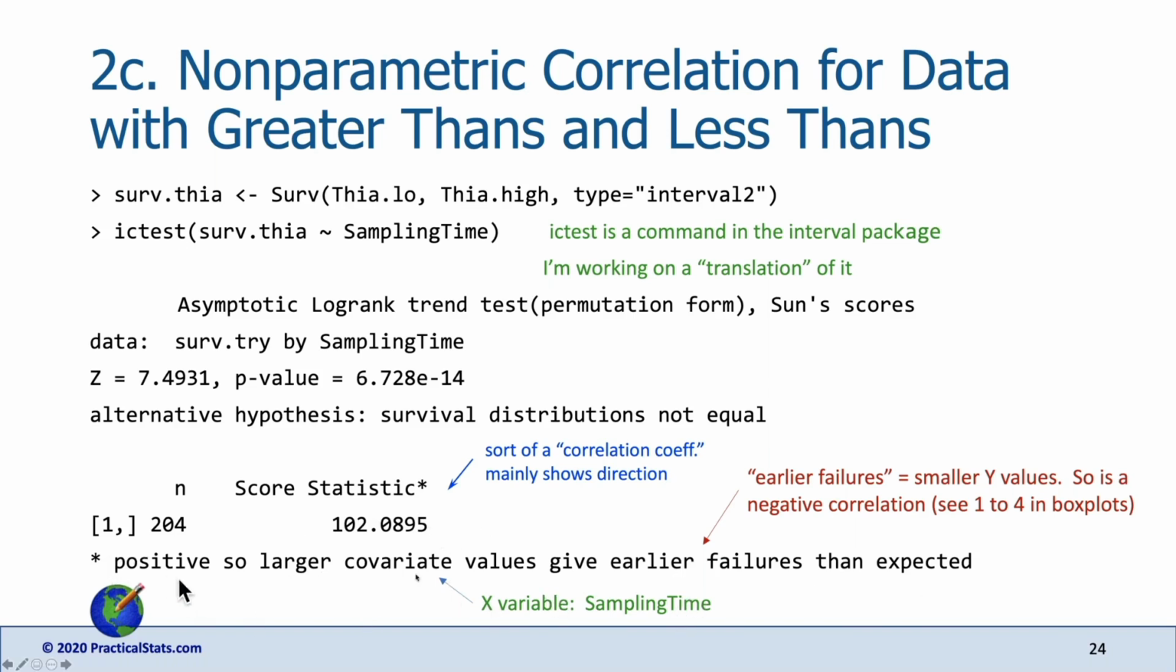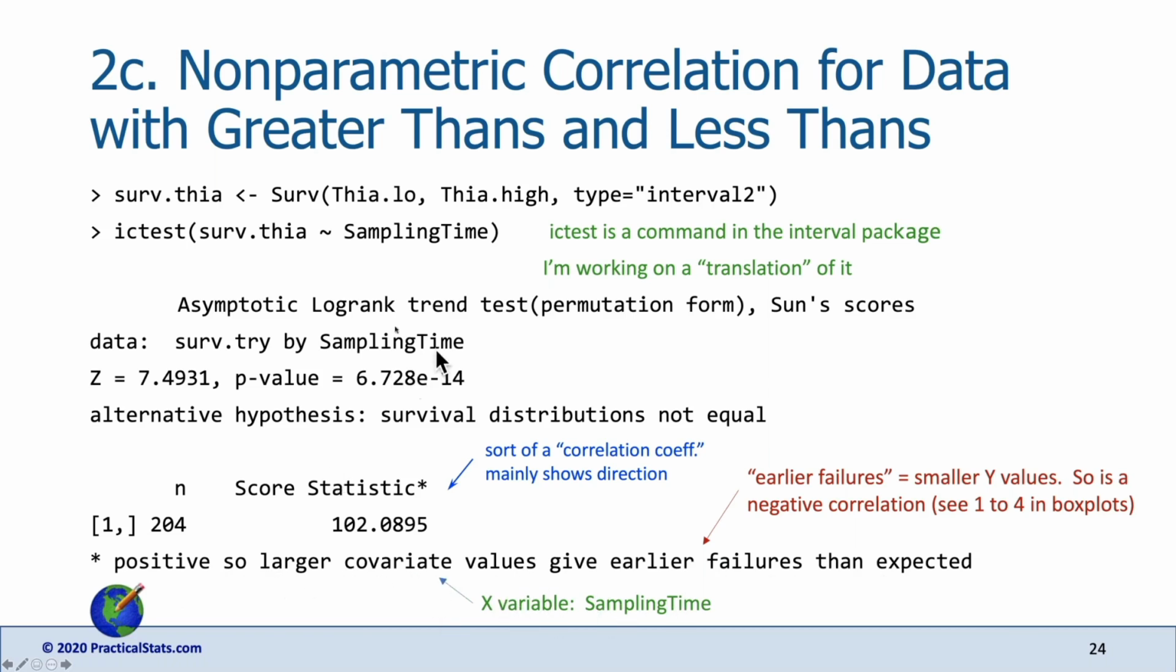This is fine, and it's very standard for people that are only dealing with greater thans, because that's what they deal with largely in medical statistics. It says this score statistic is positive. That means larger covariate values give earlier failures than expected. So what does that mean? Covariate values, just the x variable.